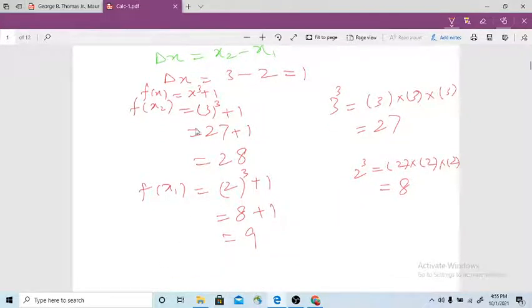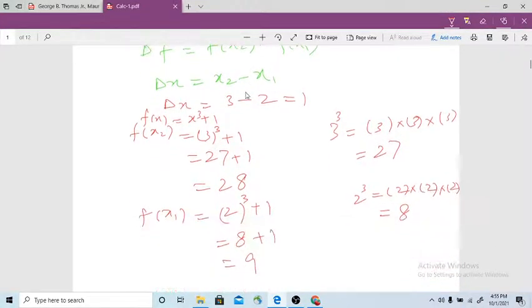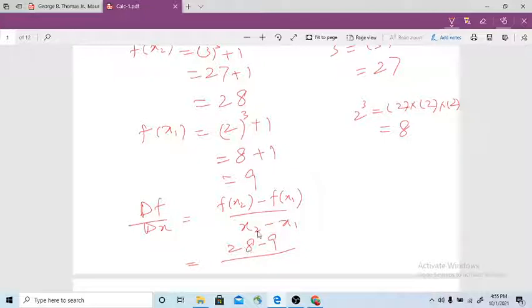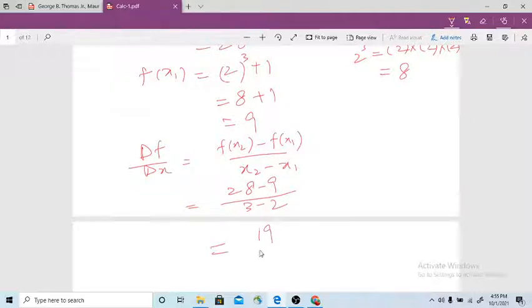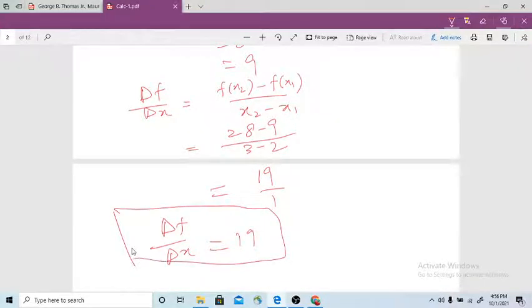So you can put these values in this equation. I am writing this equation again: delta f over delta x is f of x2 minus f of x1 divided by x2 minus x1, and f of x2 is 28. 28 minus 9 divided by x2, which is 3, minus x1, which is 2. So it will obviously be 19 over 1, which means 19. So delta f over delta x is equal to 19. This is the answer of part A.